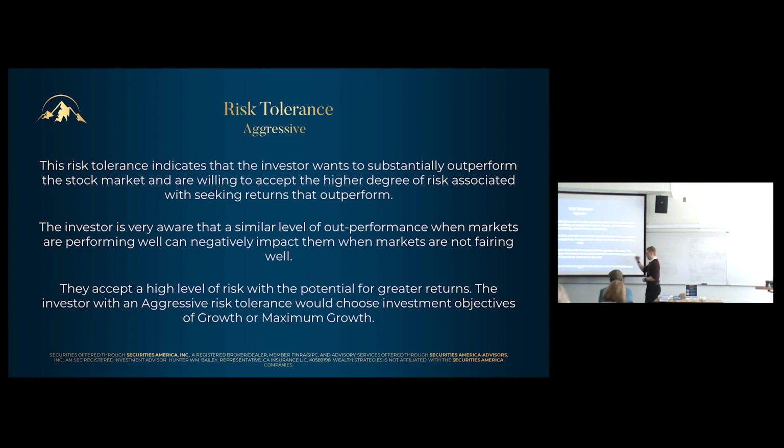So this investor is very aware that a similar level of outperformance when markets are performing well can negatively impact them when markets are not faring well. So again, that's just kind of a reference to standard deviation and beta, where the more we can go up, the more we can go down. That's the name of the game. Again, the risk and reward are directly correlated. The more you have of one, likely the more you have of the other. And in your case, you can dollar cost average once a year, once a month.